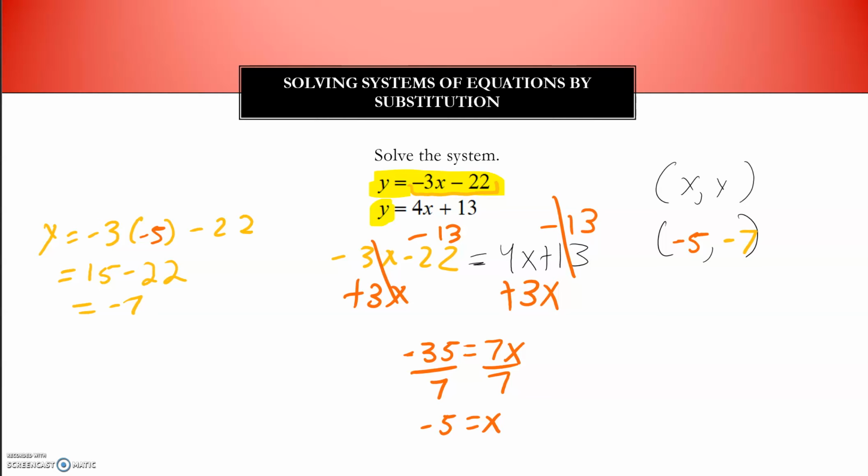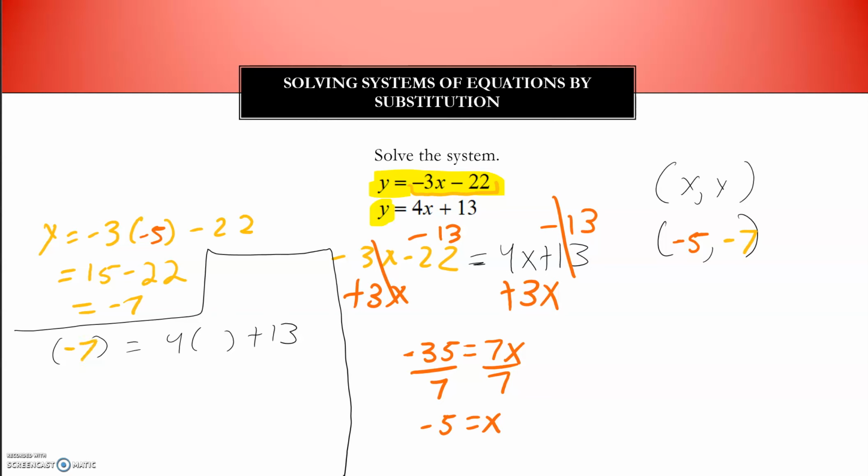And then you can check your answer the same way you check anything else, by plugging it back in. So in this case, I will use that second equation just because that way I can say I've checked in both equations, right? We know that it works in the first one because that's how we found the y equals negative 7. So let's simplify. Negative 7 equals 4 times negative 5, which is negative 20, plus 13. Negative 7 equals negative 7. That is valid, so that is the answer. Negative 5, negative 7. Right?